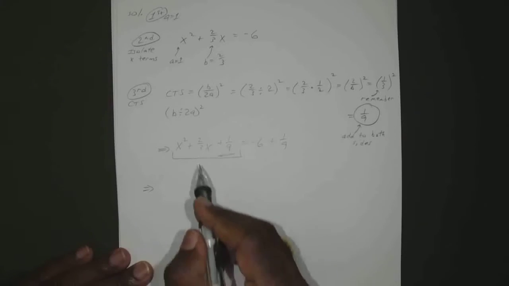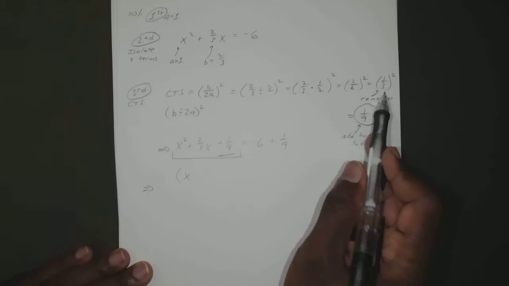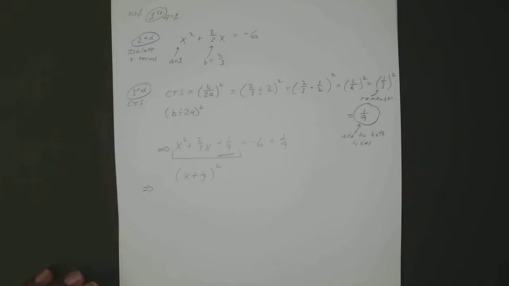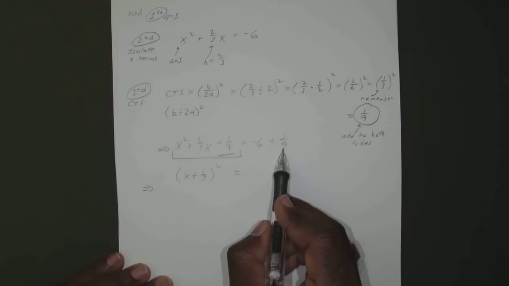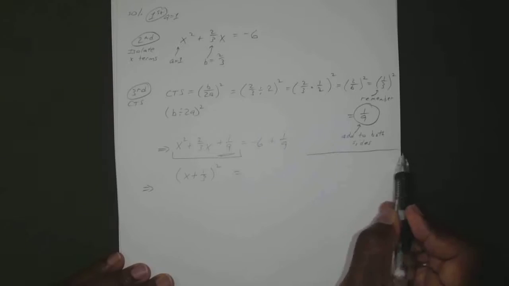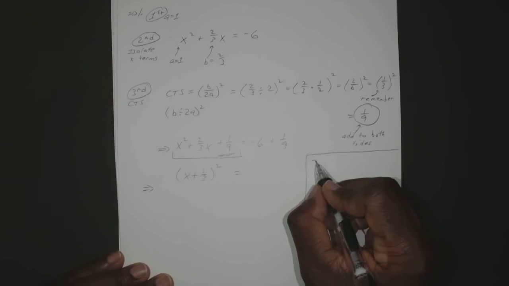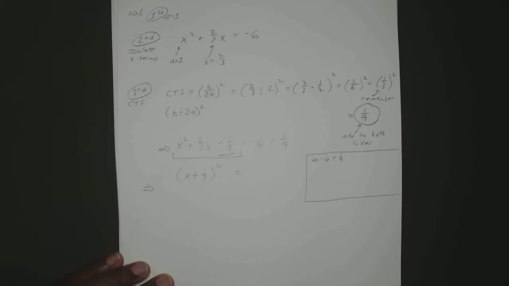This should actually become x plus 1/3 squared. Okay. Equals negative 6 plus 1 over 9. Go ahead and do that one on the side. Negative 6 plus 1 over 9.